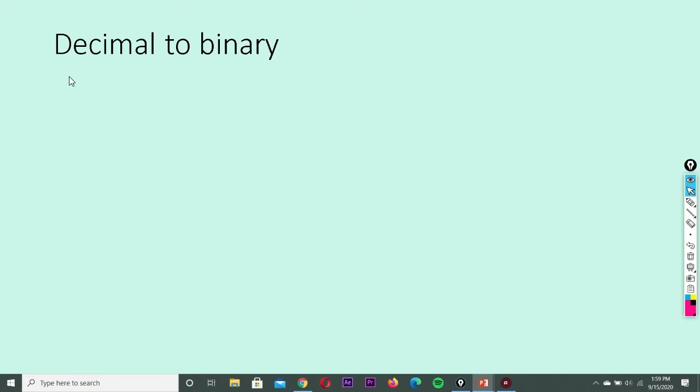So for decimal to binary we are going to follow the method repeated division by 2. Let us take one example: 65. I want to convert this 65 into a binary number. For a decimal number the base is 10. If the number is written with base 10, it represents a decimal number.